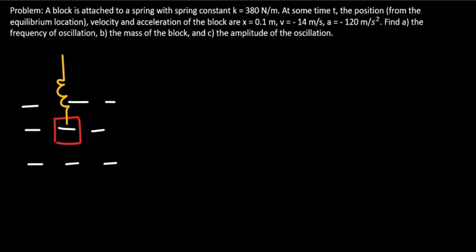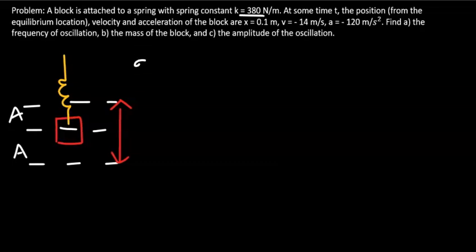So here we have a simple figure that shows the oscillation of the block. It is oscillating up and down like that. So that is the amplitude for the oscillation. So let's do part A. We are asked to determine the frequency of the oscillation. Now we are given a few things. We know the spring constant. We know the position when the velocity is minus 14 meter per second and its acceleration at that position is minus 120 meter per second squared.